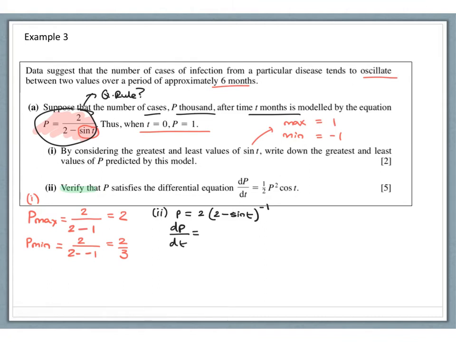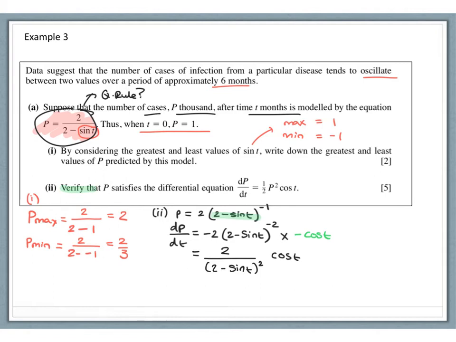dp by dt, multiply by the power, so -1. Reduce that power by 1, which gives us -2, and then multiply by the derivative of the inner function here. I'm using the quick version of the chain rule rather than writing out all of the steps here. Now, negative sine t will differentiate to give me negative cos t. So this all then simplifies to give me 2 over 2 minus sine t all squared, and then we have a cos t at the end.